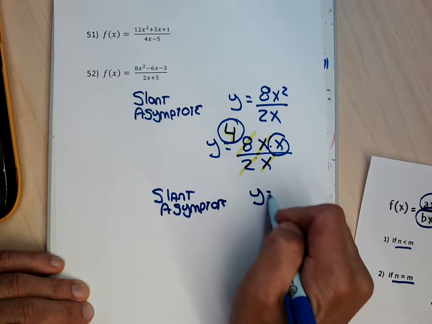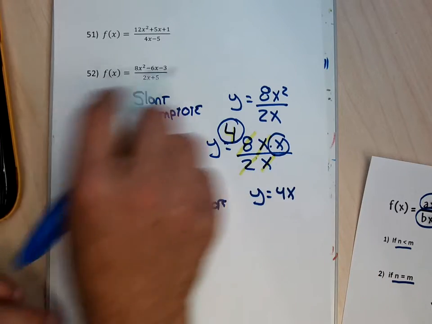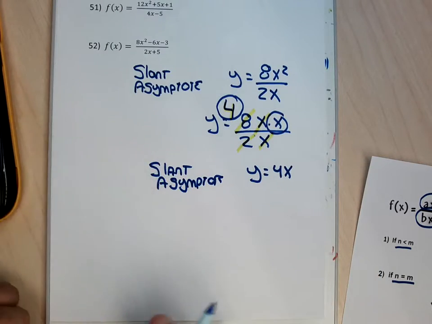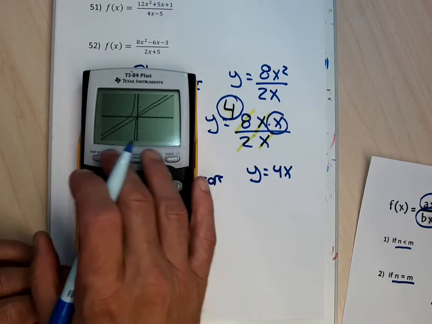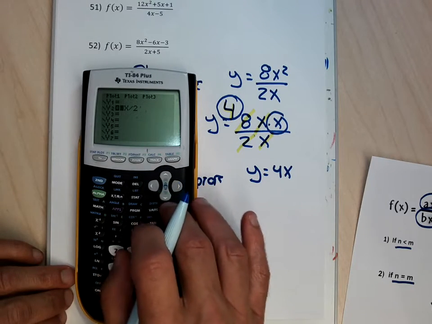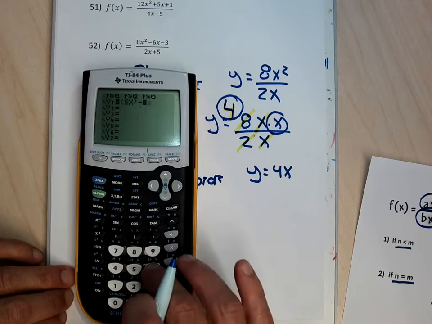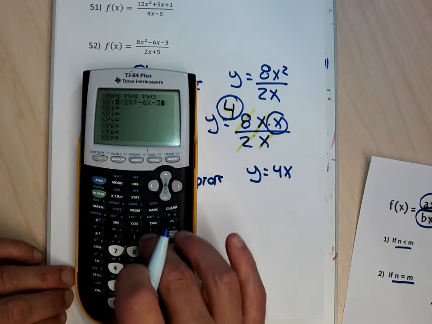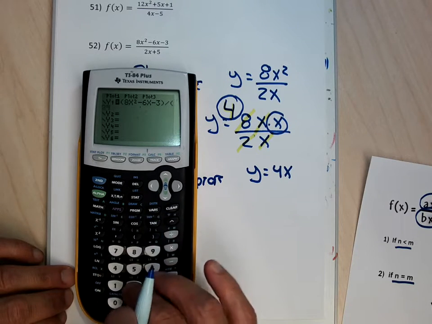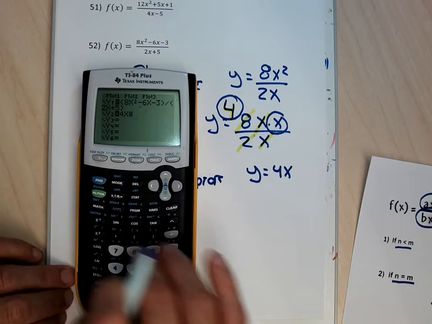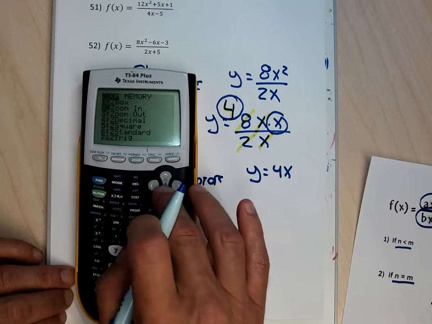is going to be y equal to 4x, which means if I graph the fraction and I graph y equal to 4x, the graph is going to be drawn to that. I don't know how well this is going to show up, but let me try to do that real quickly. I'm going to graph the fraction 8x squared minus 6x minus 3 divided by 2x plus 5 in my y1. And in my y2, I'm going to graph 4x, and I'm going to do a zoom standard.